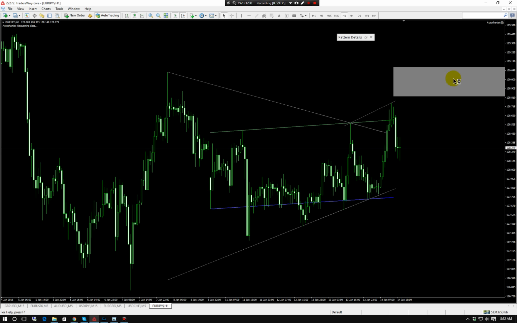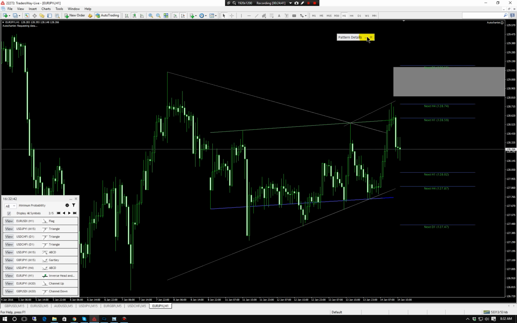The gray area is, I guess you could say, kind of your target. This is the pattern details box. Okay, so this was Euro JPY. I clicked the view button, and as we can see, it moved to 1 hour. It opened the chart for us, and it's somewhat of an inverse head and shoulders. It said price is going to go up. Now you see how a lot of these aren't working out. So let's take a look.